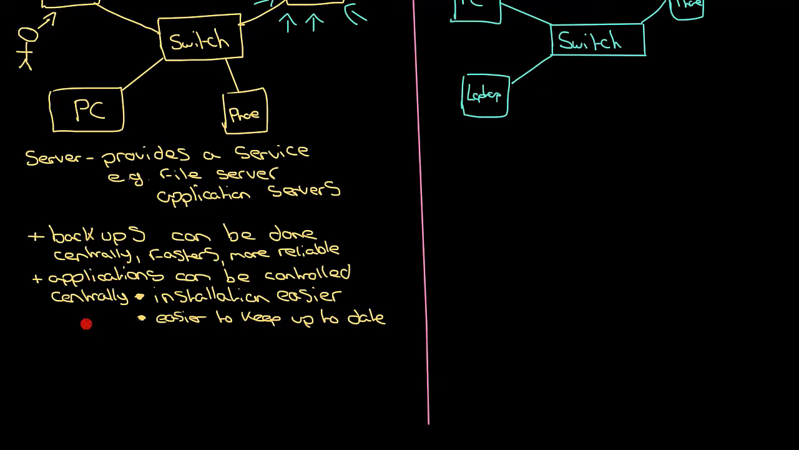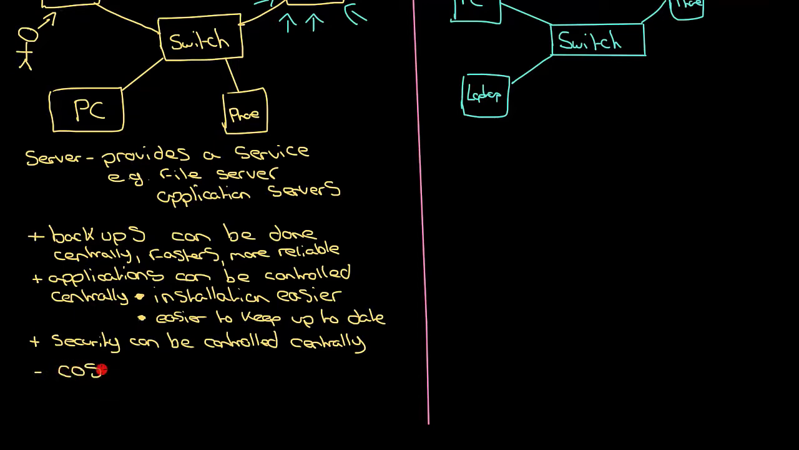And because you've got all your files and your applications in one place, it means that security can be controlled centrally as well. So I can force every computer to have the latest version of antivirus installed, for example. And that way I've got a bit more confidence that my computers can protect themselves against any sort of attack from malware. But there are some significant disadvantages for client server networks.